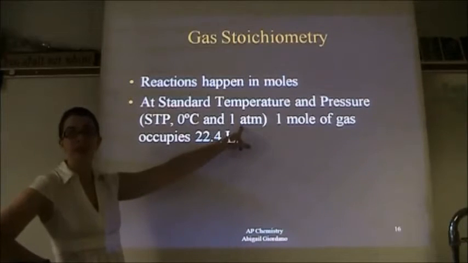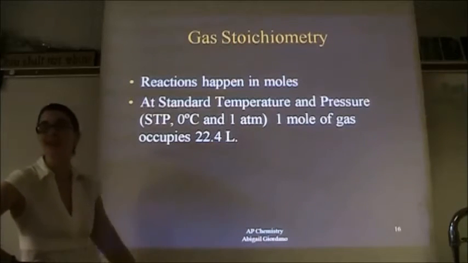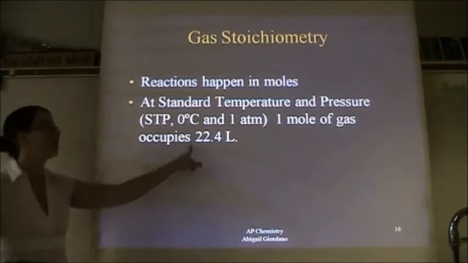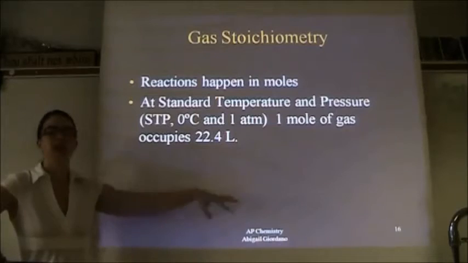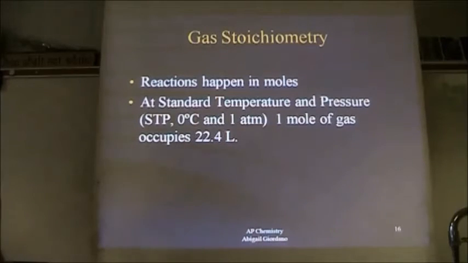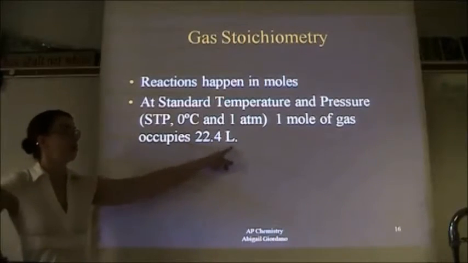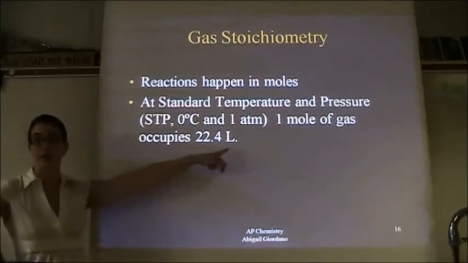760 torr, or 760 millimeters of mercury. If the problem says that you are at STP, you are permitted to use that conversion factor. And let me be clear about this: that is the only time that you are permitted to use that number.